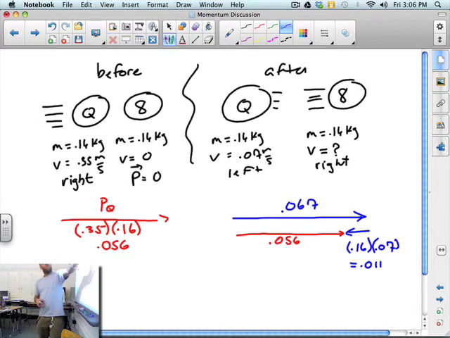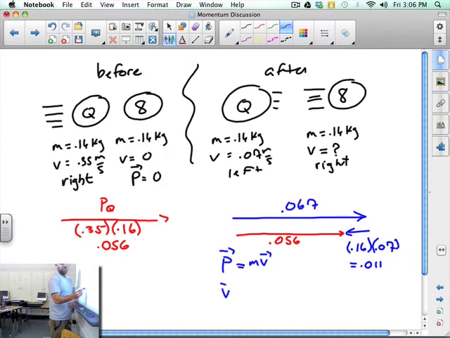What are you going to do here to find that? Why? What's your logic? Okay, so you're basing it on this. Momentum is mass times velocity, and you're finding velocity, so you're just taking your momentum and dividing by mass. Everybody's cool, right? These aren't that bad.